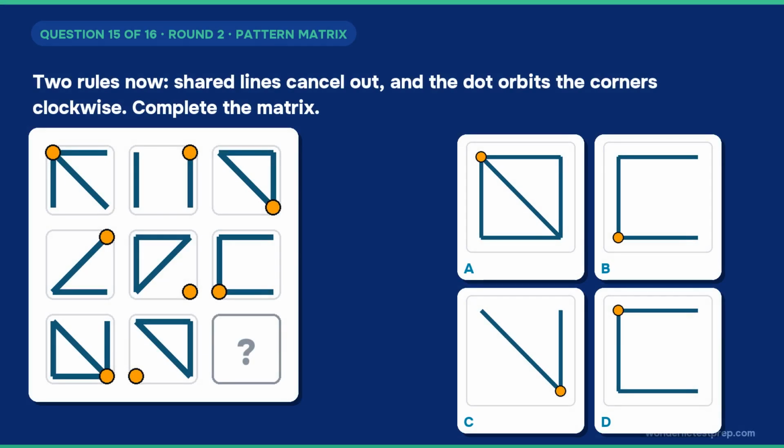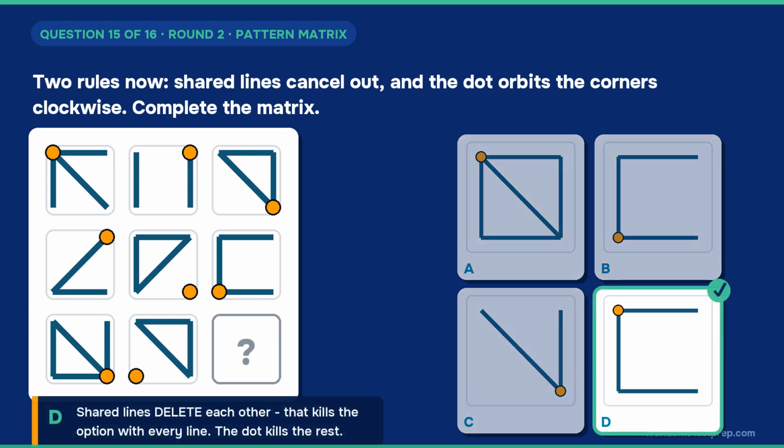Question 15. 2 rules now. Shared lines cancel out, and the dot orbits the corners clockwise. Complete the matrix. 15 seconds. D. Shared lines delete each other. That kills the option with every line. The dot kills the rest.